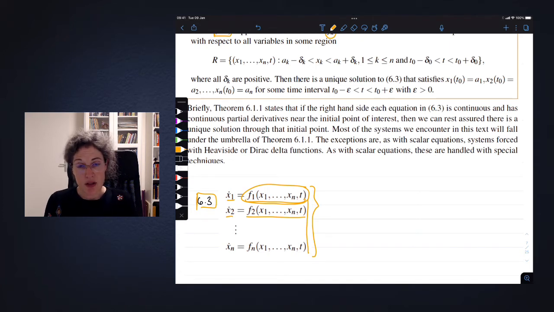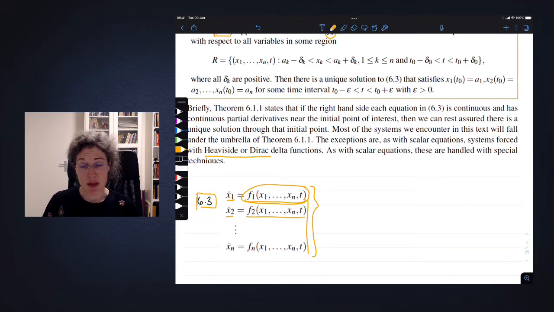Things that you would need to be aware of, which we've already seen, is as soon as your right-hand sides get a little bit weird, so you have a Heaviside or Dirac delta, then this theorem doesn't apply and you have to use other techniques. So it's not the case that if you have a Heaviside or Dirac delta, you don't have a solution. It's just you can't guarantee that the solution exists. You have to use some other technique.